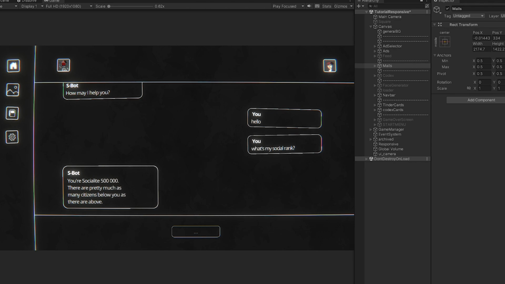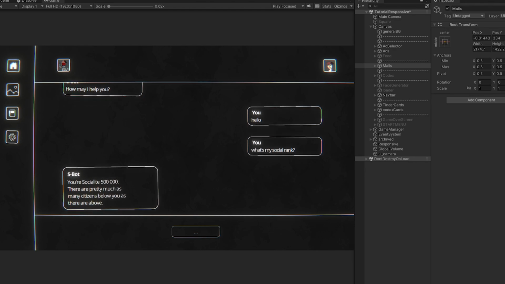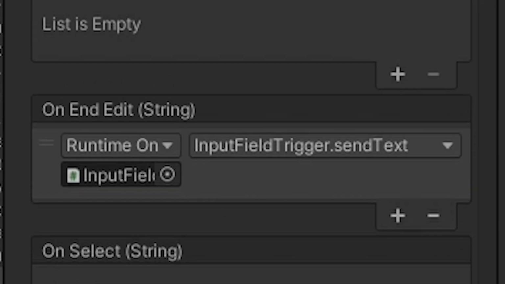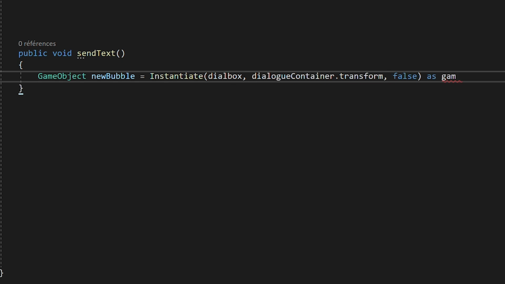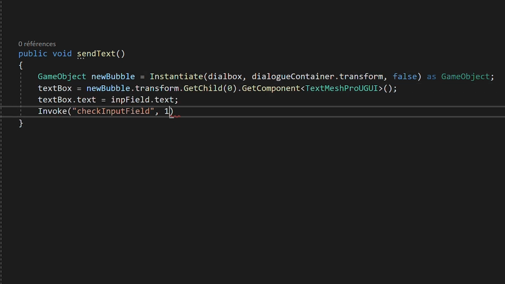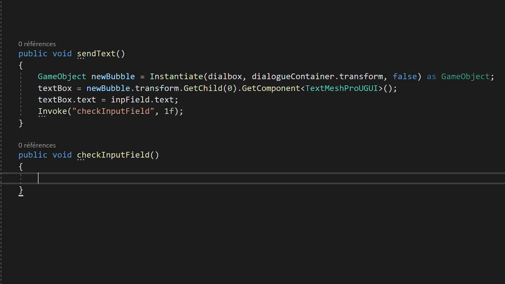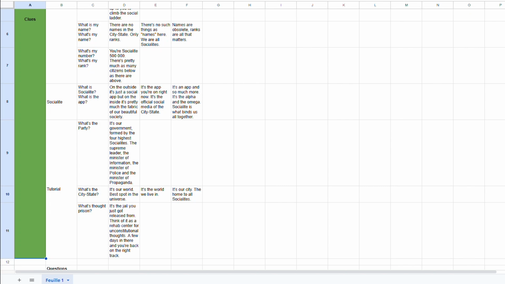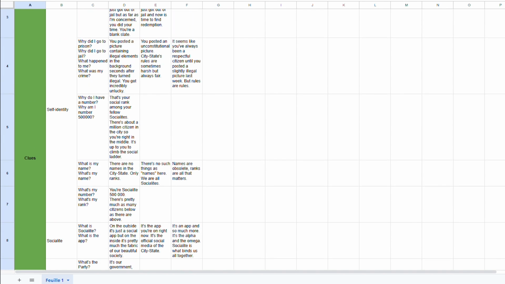That's it for the design part. Now let's look at the actual code. When the player writes a question and presses enter, my script converts the question into a text bubble and triggers a second function, the one that actually connects to the answers library. That's where I've stored all the questions for the relevant answers.